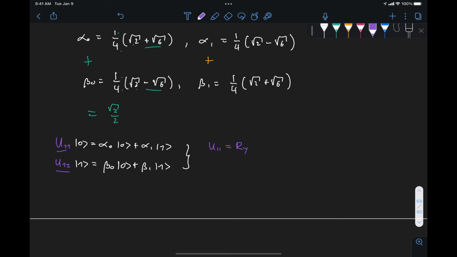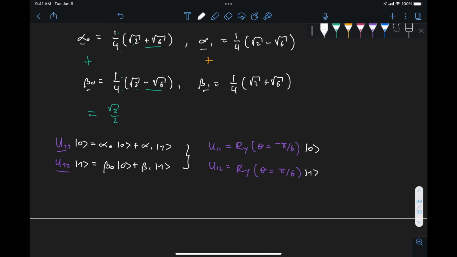RY gate with an angle of theta equal to minus pi over 6 to our state 0, that provides the state with probability amplitudes alpha 0, alpha 1. And if we have a u12, which is an RY gate with theta equal to pi over 6, and if we apply that to state 1, that gives us the probability amplitudes beta 0, beta 1.